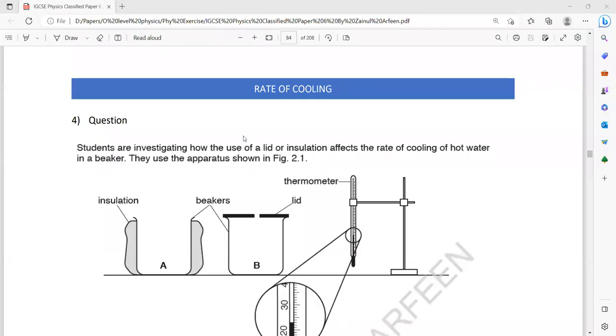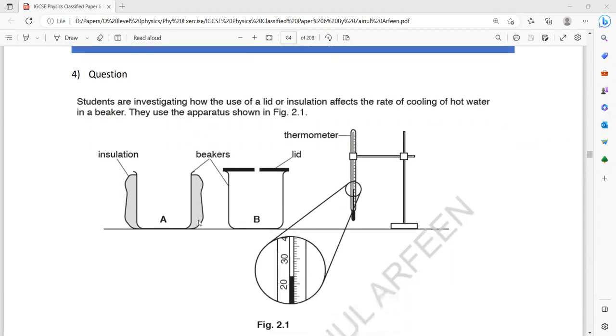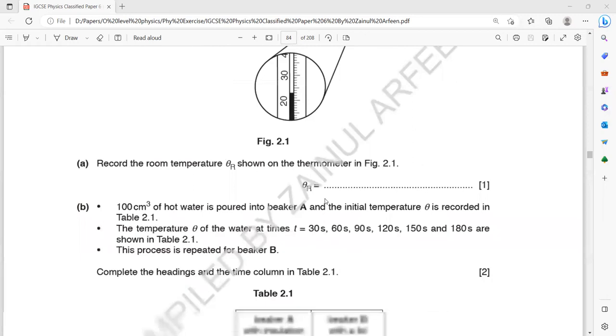So, the rate of cooling experiments, related to alternative to practical. Question number 4 from classified paper 6. Students are investigating how the use of a lid or insulation affects the rate of cooling of hot water in a beaker. They use the apparatus shown in figure 2.1. So you can see the apparatus there. Beaker A is with insulation, beaker B is with a lid without insulation, and a thermometer is clamped.